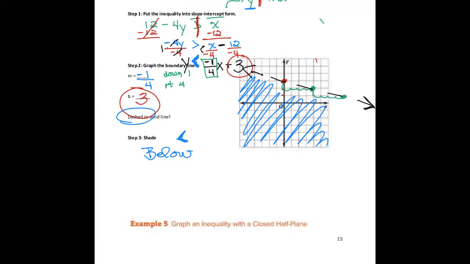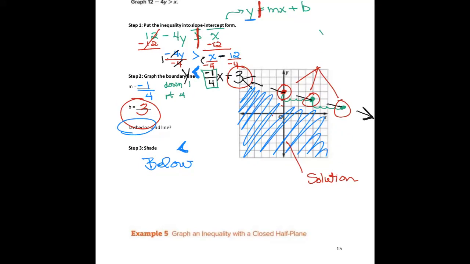Now question. Are these points that we just did, right here, right here, right here, are they part of the solution? Because what we have shaded, down here in the shaded part, that is the solution. In other words, I could take any point in here, substitute it in, and it would make that inequality true. What about these points on the dashed line? Are they part of the solution?